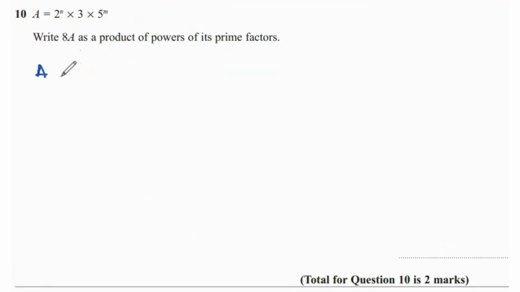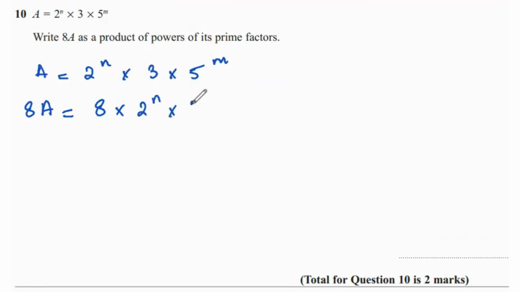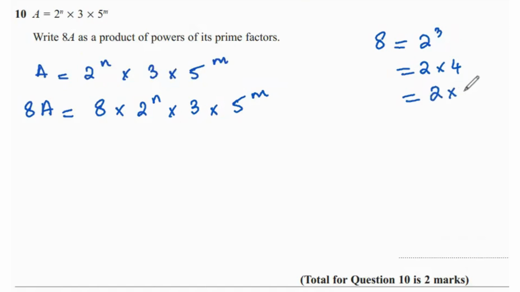So A is 2 to the power of n times 3 times 5 to the power of m. So 8A is going to be 8 times the entire thing, which is basically representing A. So 2 to the power of n times 3 times 5 to the power of m. Now 8 we know can be rewritten as 2 cubed, because it's 2 times 4, and 4 is 2 times 2 times 2. So they make the index of 2 cubed.